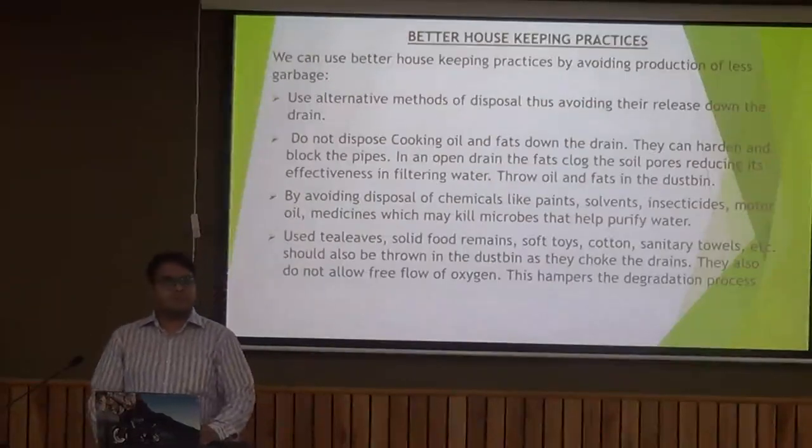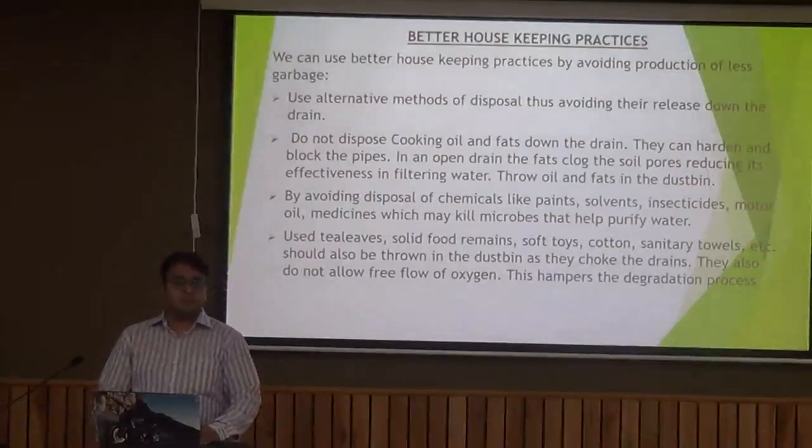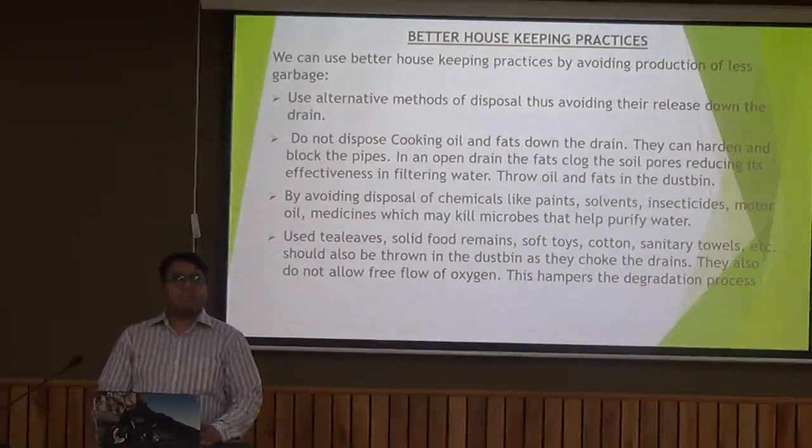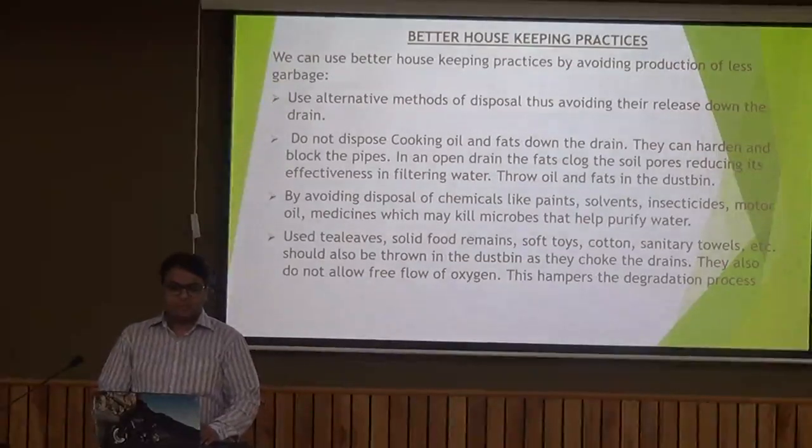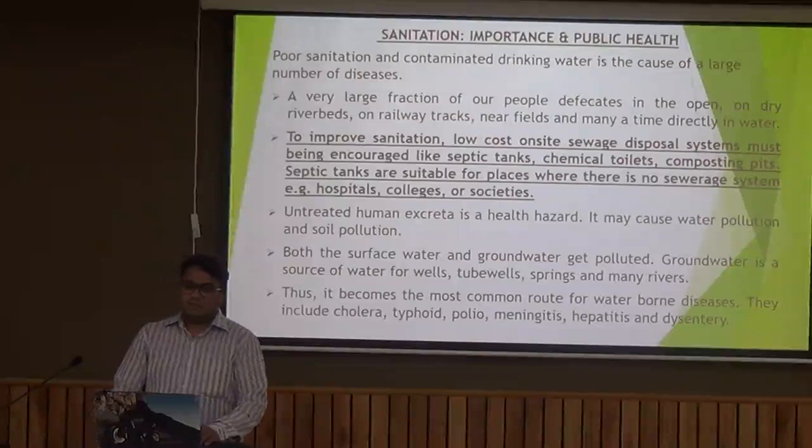With better housekeeping practices at our homes we can contribute to maintaining our resources. We can use alternate methods for disposal, thus avoiding their release down the drain. We can dispose of various things like plant waste and paper waste at our homes for various purposes. We can use tea leaves, solid food remains, soft toys, cotton, sanitary towels, etc. and we do not throw them in the dustbins as they can choke the drains.